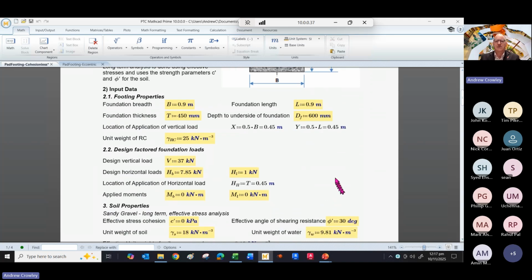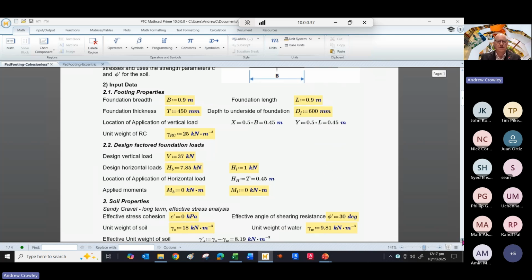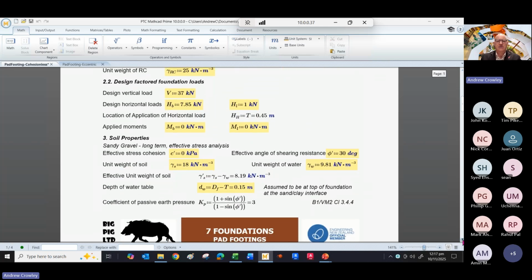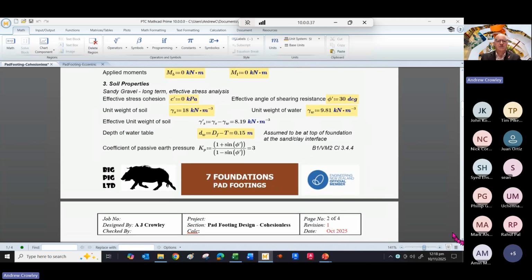So its breadth, its thickness, its length, and the depth to the underside, and the unit weight of the concrete. Then we're putting in our loading. So we've got vertical loading and we've got horizontal loading about each direction. And then we put in our soil parameters. We're saying we're on sandy gravel. So we've got our effective stress cohesion as 0 and our effective angle of shearing resistance as 30. We've got our unit weight of soil, gamma S, as 18, but we have an effective weight of soil potentially as 8.1, depending on where your water table is.